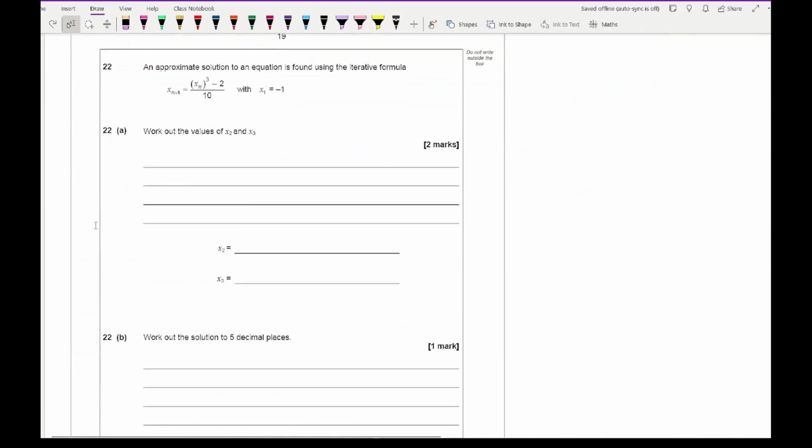So moving on to question 22, it says that an approximate solution to an equation is found using the iterative formula x(n+1) equals (xn cubed minus 2) over 10 with x1 equals 1. And the question is asking us to work out the value of x2, and so for this, what I need is to get my calculator.